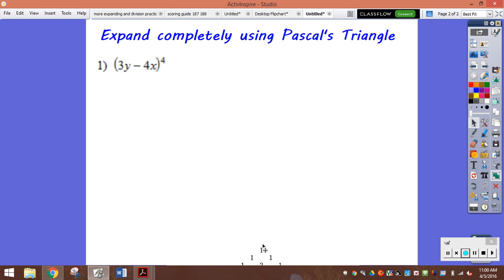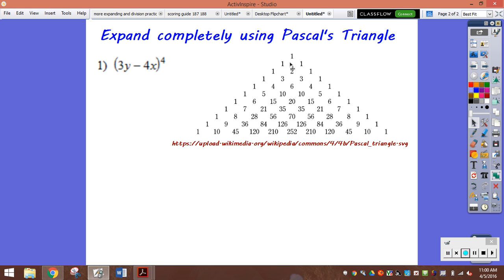So first thing we need is Pascal's triangle, and it looks like this, and the pattern is that it always starts with 1 at the top and then another set of 1s in the next row, and then you add the two numbers together to get the number below it in the next row. So 1 plus 1 is 2, and you always begin and end a row with 1.